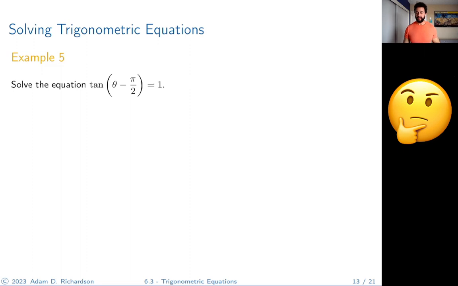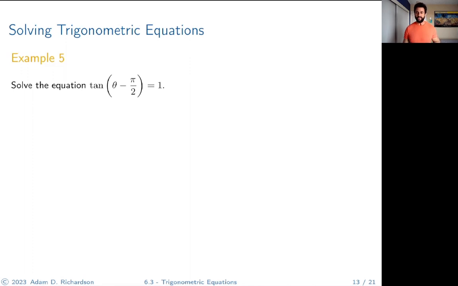All right, let's do this one together. There we go. Okay, so what is this really saying? Again, we're saying we want tangent to be equal to 1. So what angle has a tangent of 1? Pi over 4. We've seen this a few times, right?